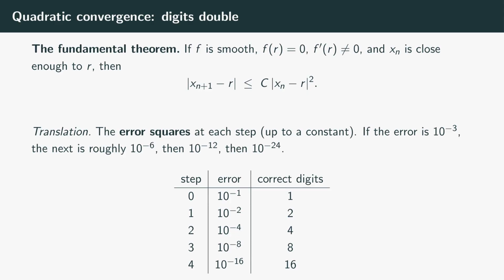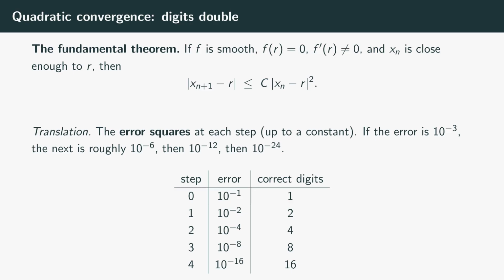Why does Newton's method converge so fast? The answer is a theorem. If f is smooth, say twice continuously differentiable, and the root r is simple, meaning f prime at r is not 0, and your starting guess x naught is close enough to r, then the error at the next step is bounded by a constant times the square of the current error. In symbols, the absolute value of x sub n plus 1 minus r is at most capital C times the absolute value of x sub n minus r squared.